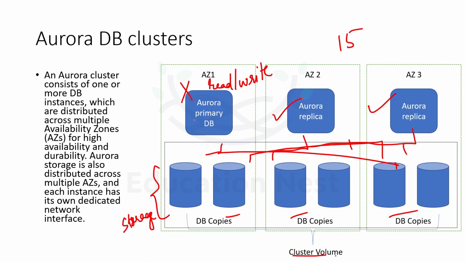Also, you can offload read workloads from the primary database instance. So if you have any read queries in AZ2, you can use this Aurora replica for them. We know there is a separation of compute capacity and storage, and because of this, Aurora becomes very fast.